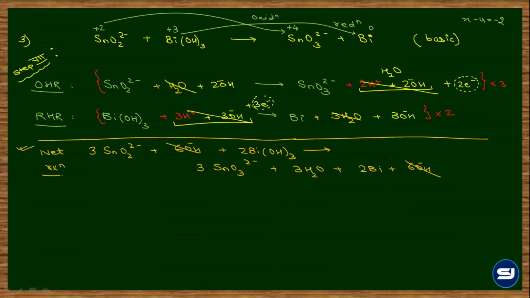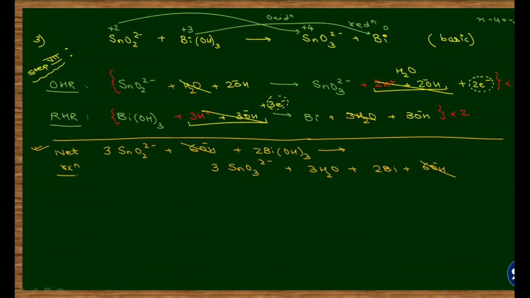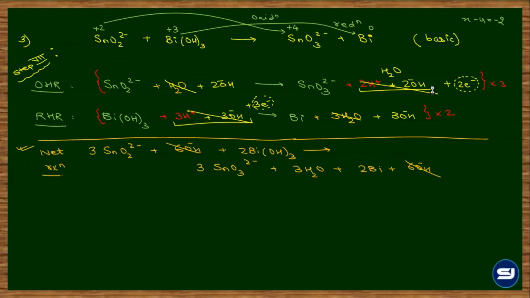Clear? So that completes the second method of balancing the reaction. So in the question, if it is asked by oxidation number method, follow the first method. And by ion electron या half reaction method, follow this particular method which we have discussed. ठीक है?